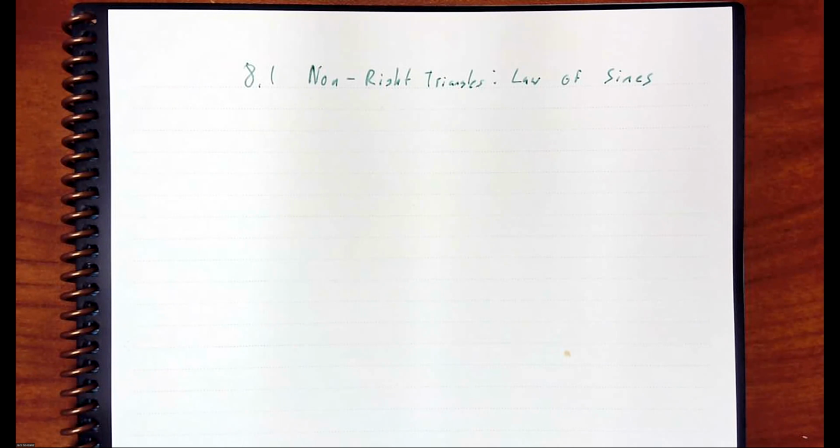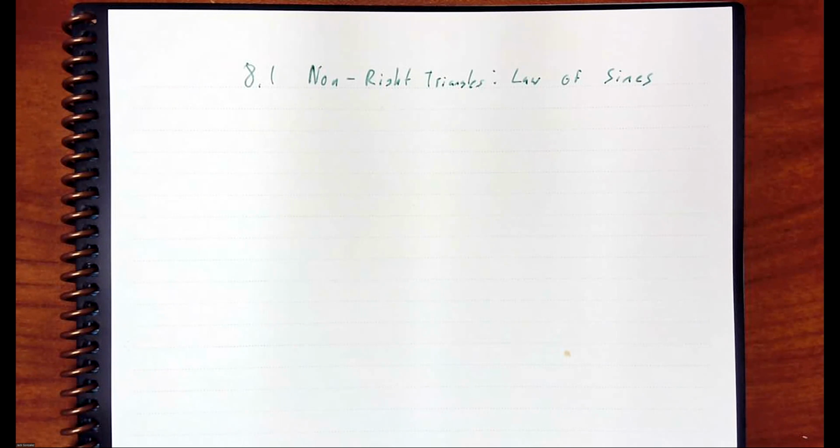So we finish up. We finish chapter 7. Sorry, chapter 8.1 here. Non-right triangles. The law of sines is the first one we're going to do. So at this point, the Pythagorean theorem doesn't work anymore. You have to find the sides using law of sines. We're going to have 4 different cases.